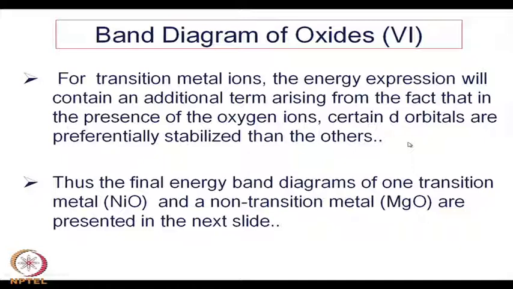So, there is a slight adjustment in the energy term, particularly when the transition metal ions are there. There will be a fourth term, which has not been designated here, a small change, particularly for the transition metals. Thus, the final energy band diagrams of one transition metal oxide, NiO, and the non-transition metal oxide, MgO, are given in the next slide. In reference to that diagram, it will be more clear.